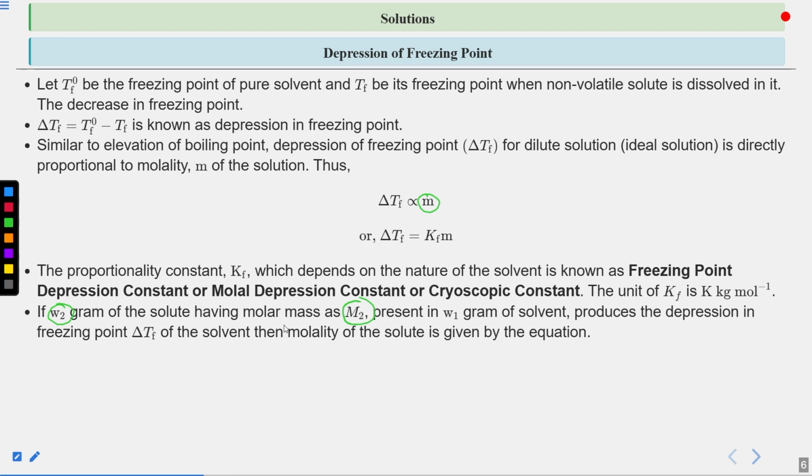Coming back to this, what do we get? If we put all the values here of molality, we will get molality equals the weight of the solute, which is given weight, by molar weight, divided by the weight of the solvent in kgs. So we have divided this by 1000 to convert grams into kg.